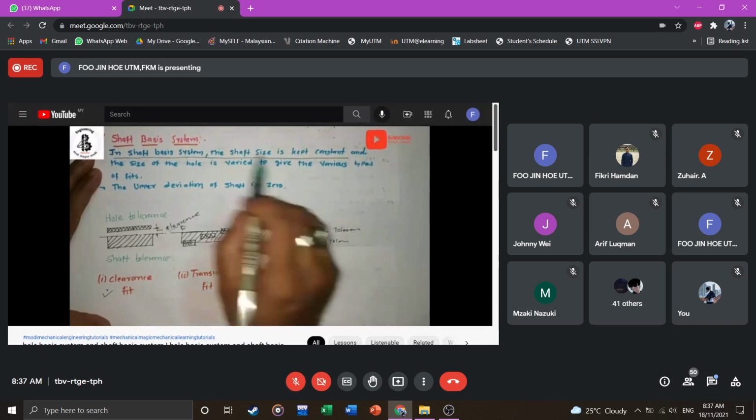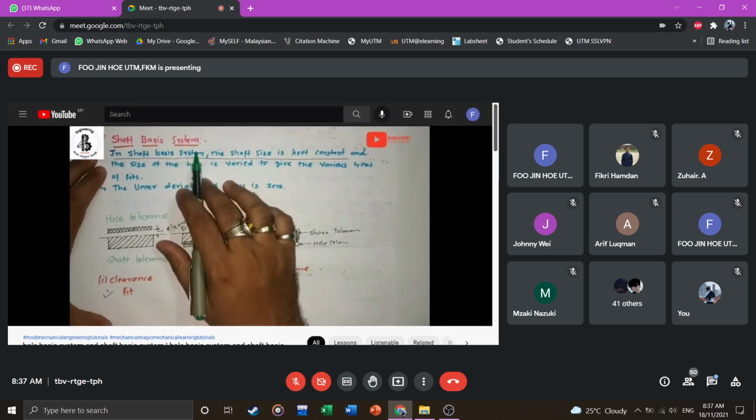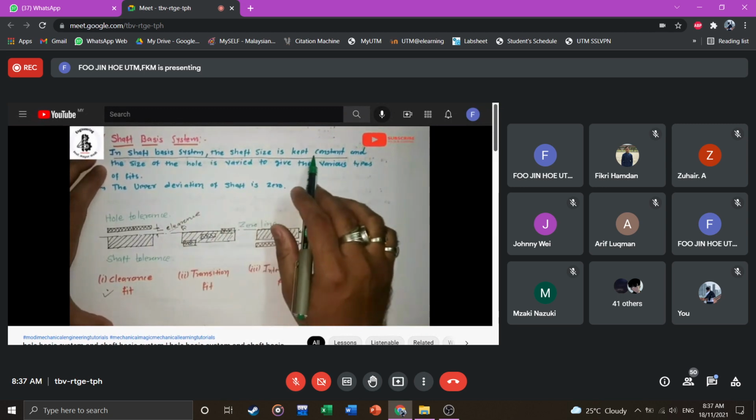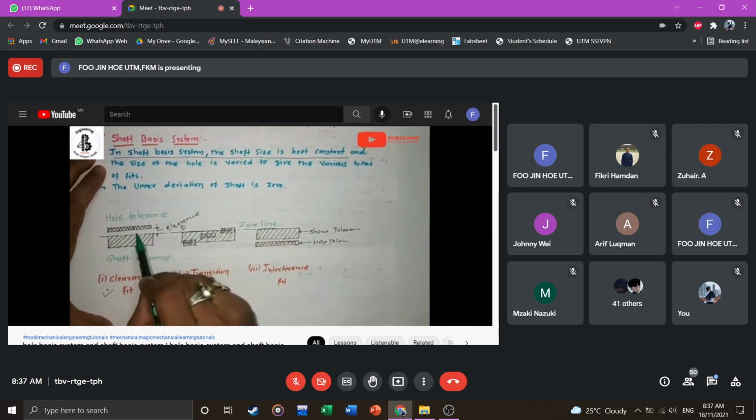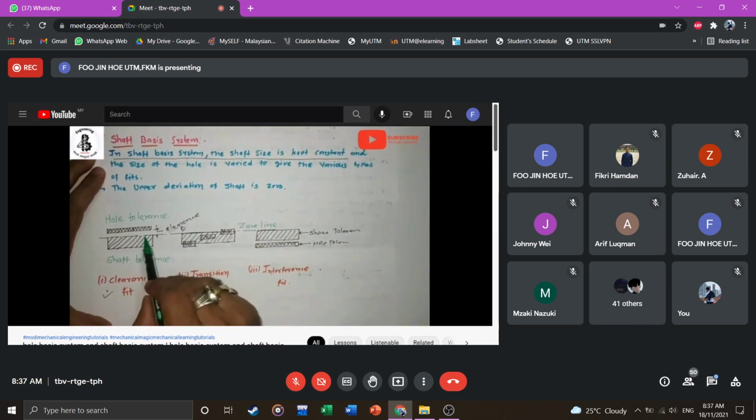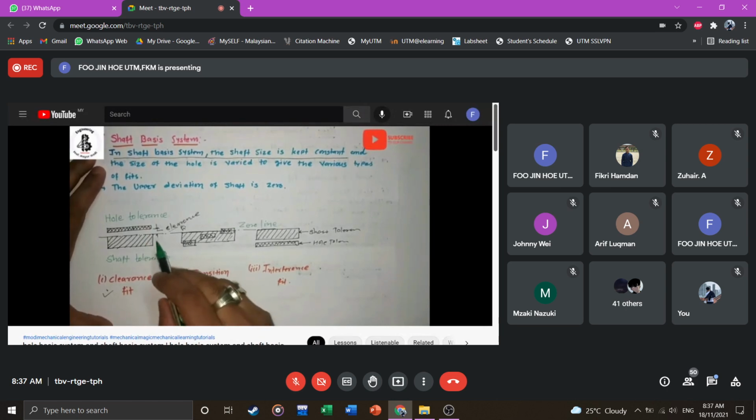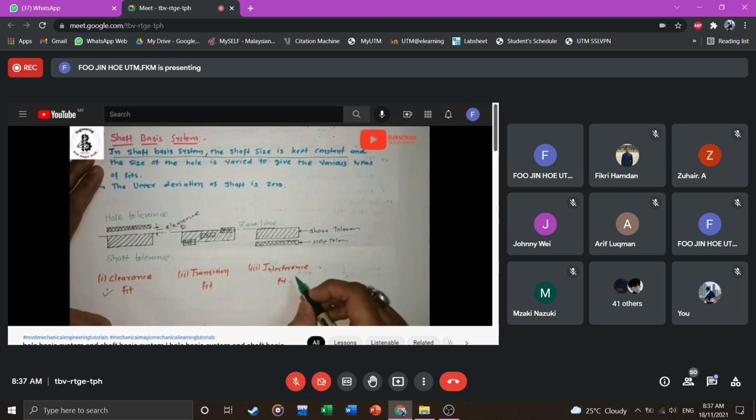So in case of the shaft basis system, what you remember is the shaft size is kept constant. You can change the dimensions of the hole tolerance, and you can get different kinds of positionings of the shaft and the hole, and you will get different kinds of fits like a clearance fit, transition fit, and interference fit.